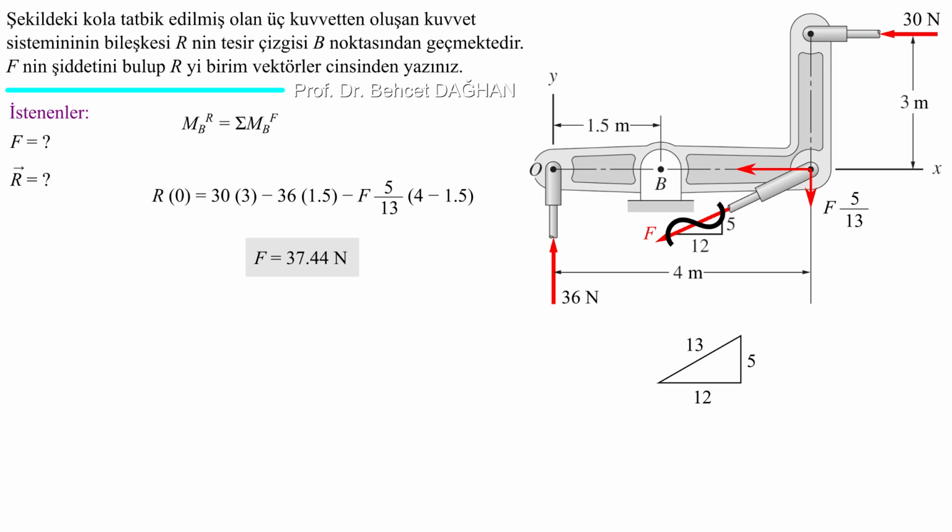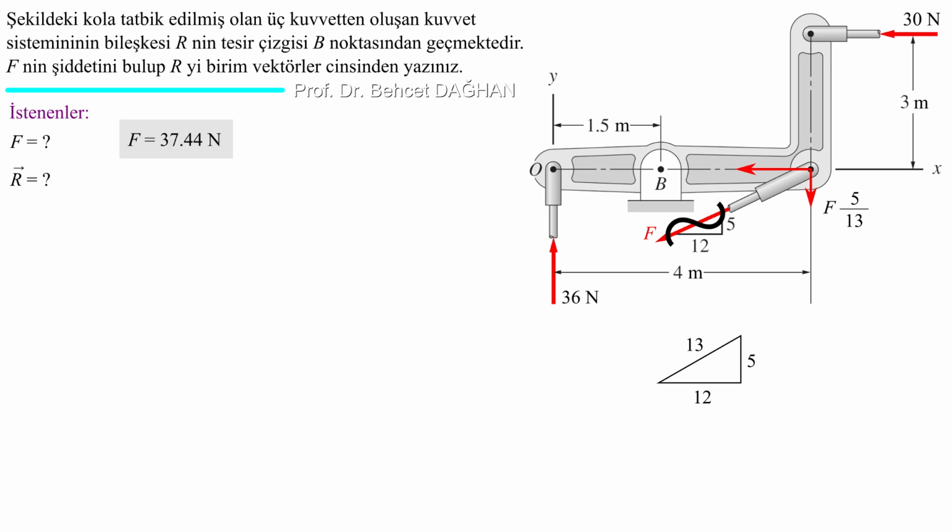Let's move on to the second part. R is required to be written in terms of unit vectors. Let's write R in terms of unit vectors. R equals Rx i plus Ry j. We need to find Rx and Ry. From the relation Rx equals sigma Fx, we will find Rx.